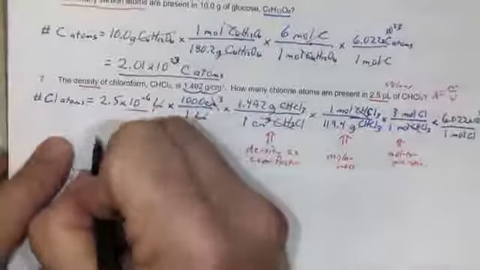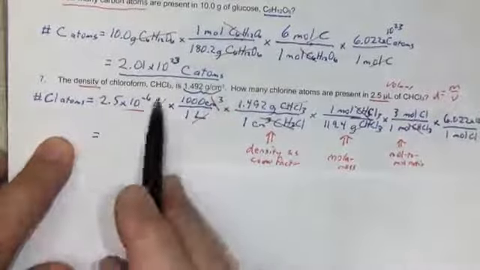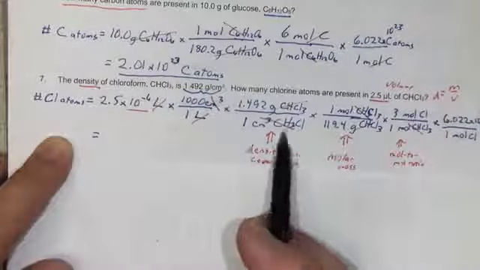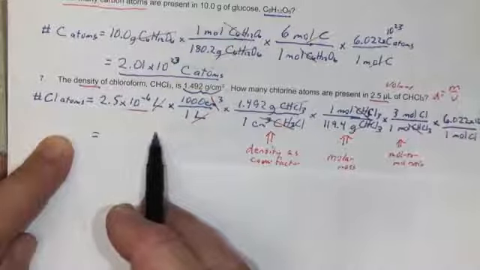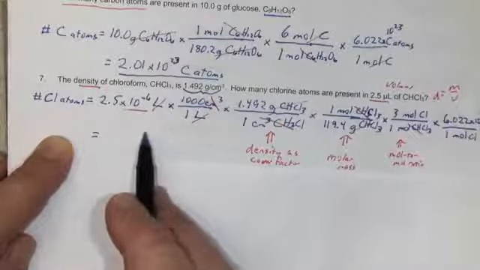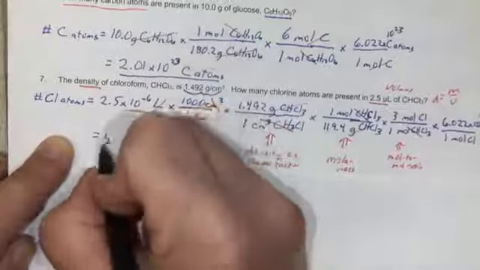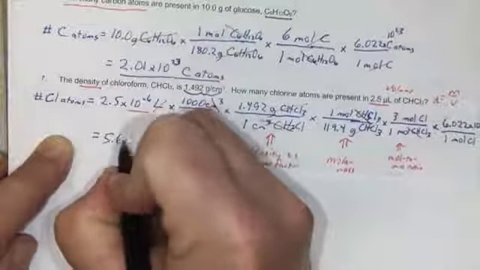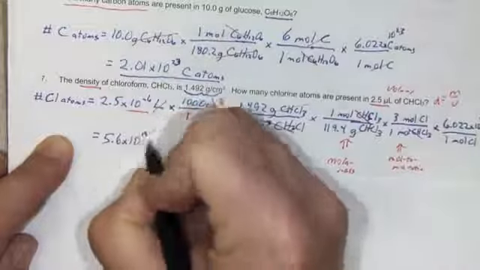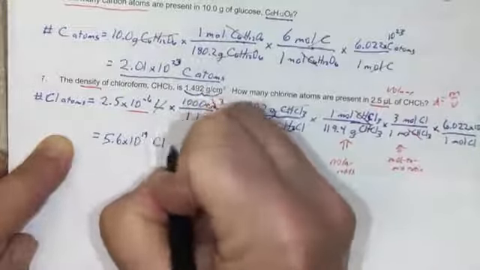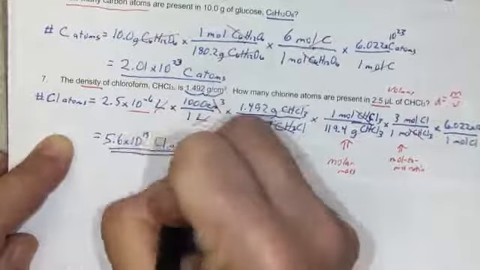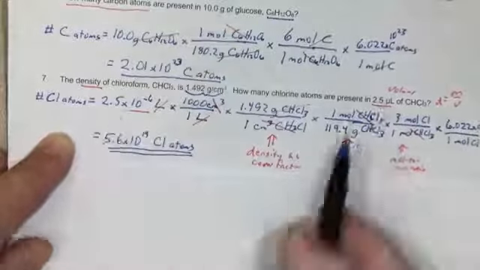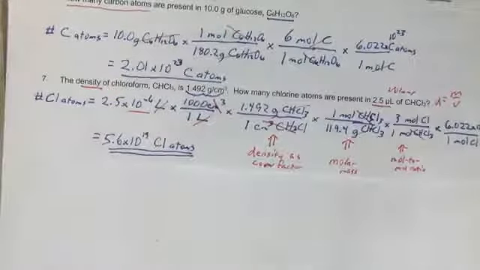And so this will calculate out to, everything in the numerator you multiply, everything in the denominator you divide, and you ignore ones. And when you do that, the number of chlorine atoms that you calculate out will be 5.6 times 10 to the 19th chlorine atoms. Now notice that in this case we are limited to 2 significant figures because our given measured quantity only had 2 significant figures. So that's number 7.